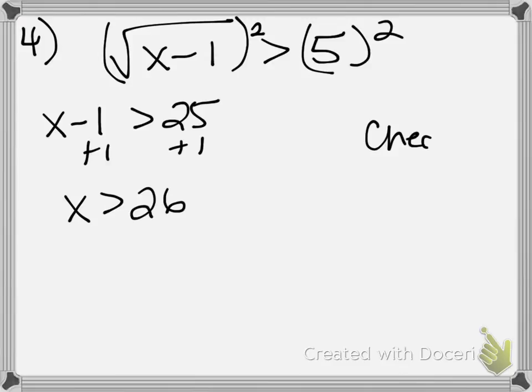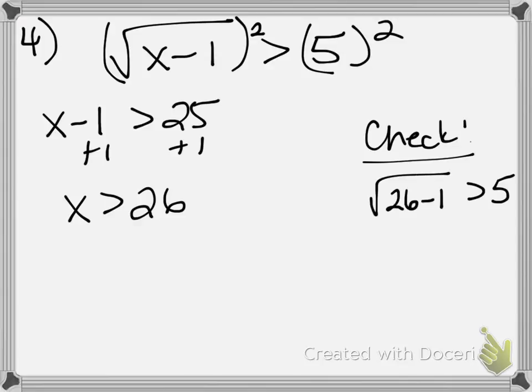So then I need to check it. Okay, so if I have the square root of 26 minus 1, I need to know whether that's greater than 5. So when I do 26 minus 1, I end up getting 25, the square root of 25. So then, with that, I get the square root of 25 is 5. Now here's the catch. 5 is not greater than 5. 5 is greater than or equal to 5, or 5 is equal to 5.